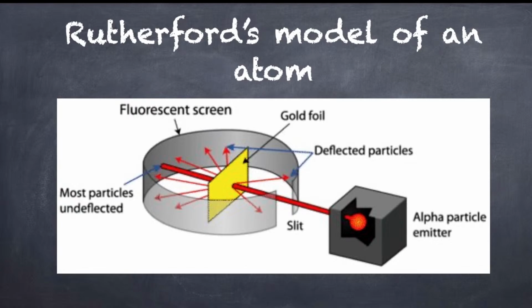So Rutherford's model of an atom led to the discovery of the nucleus inside the atom, and he also explained that the atom had positively charged particles only in the center, and around the positively charged particles the electrons were revolving. I hope this experiment is clear to you. If yes, come on, let's move on.